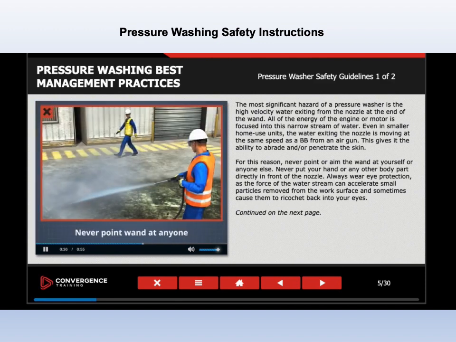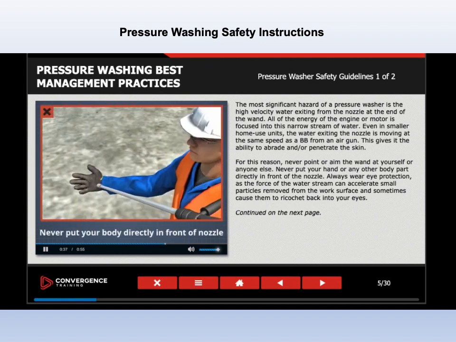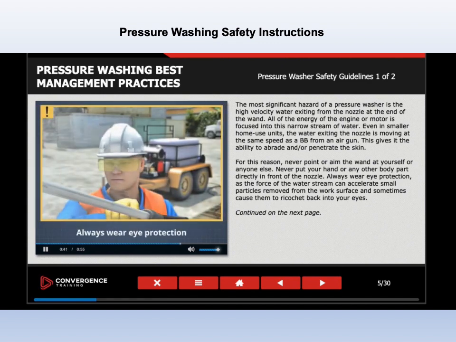For this reason, never point or aim the wand at yourself or anyone else. Never put your hand or any other body part directly in front of the nozzle. Always wear eye protection, as the force of the water stream can accelerate small particles removed from the work surface and sometimes cause them to ricochet back into your eyes.